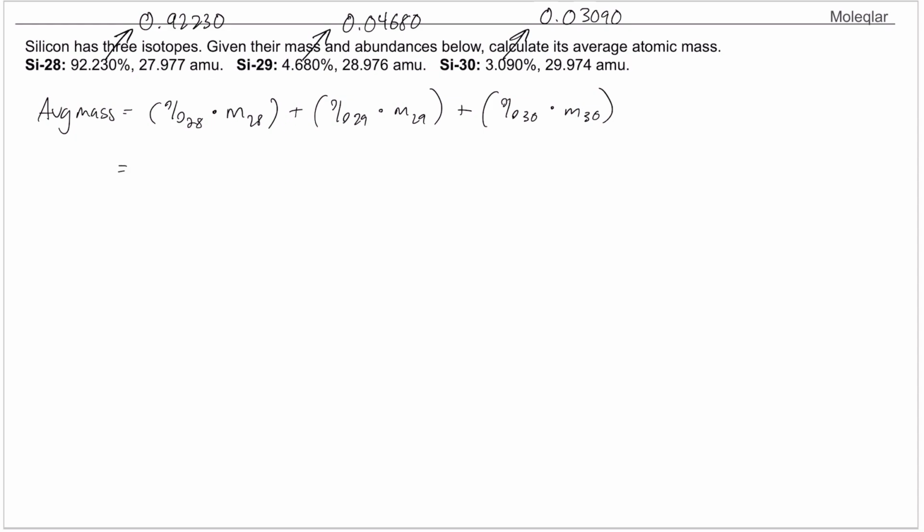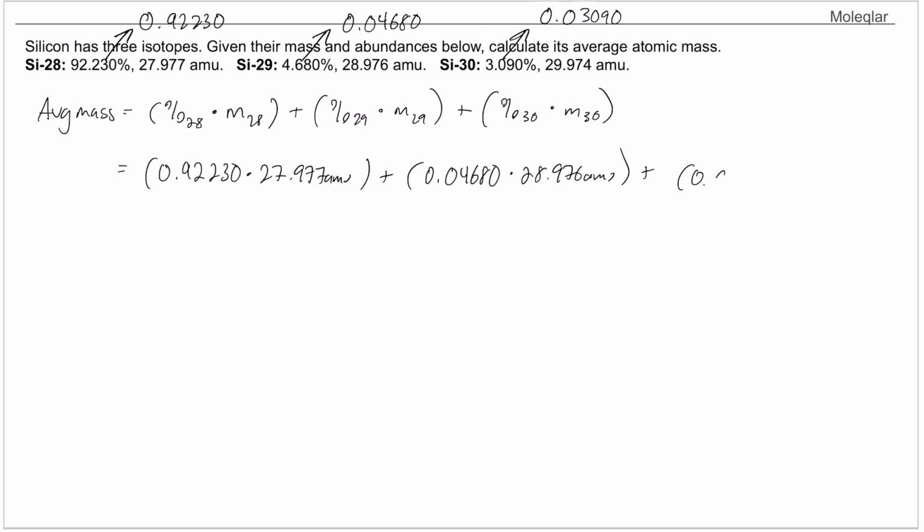All righty. Next, let's start plugging things in. So our percentage of 28 we determined was 0.92230 multiplied by the mass, which is 27.977 AMU. Next, 0.04680 times 28.976 AMU. And then finally, we have 0.03090 times 29.974 AMU. Again, notice how I'm keeping all of the units in place.